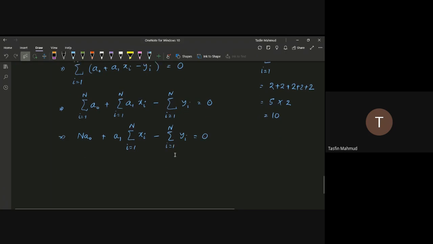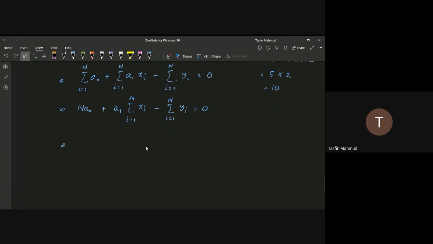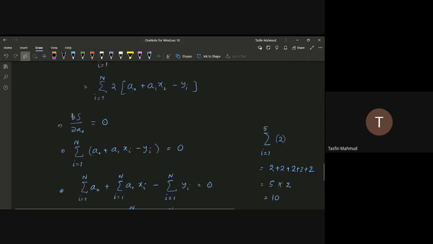So we have to make an equation with a0 and a1. So I am going to make an equation. This is n a0 plus a1 into summation of xi, i equals 1 to n, equals summation of yi. And here these are the variables that we need to find, a0 and a1. The value of a0 and a1 will give us the equation of the straight line. So this is one equation that we have calculated by taking the derivative with respect to a0.